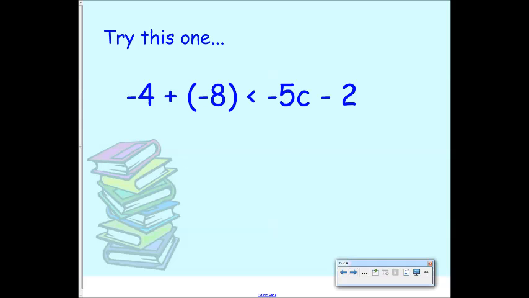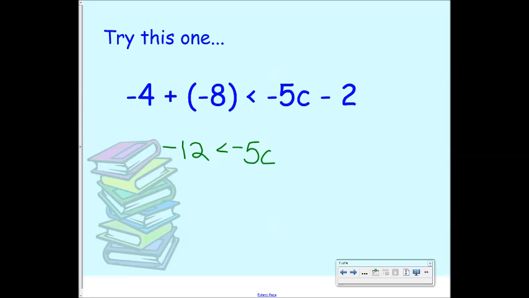Okay, so for this problem, we also have a little bit of simplifying to do. We've got to combine like terms on my left side. On my left side, I have a -4 plus -8. So if I add together -4 and -8, I'm going to end up with -12. There's nothing to simplify on the right side, so I'm going to leave it as -5c minus 2. Now, I need to isolate the c.